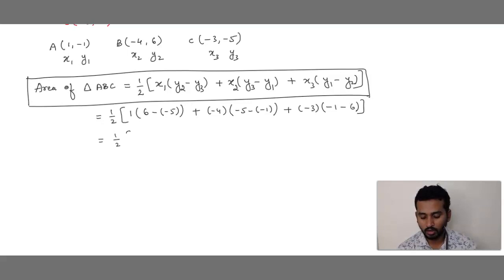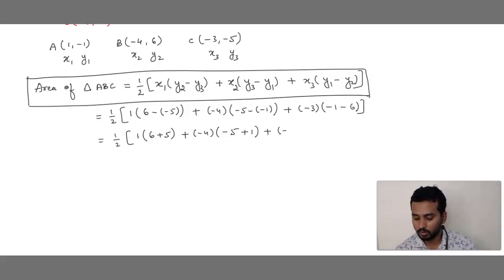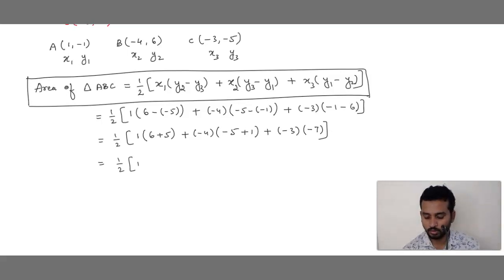Okay, half into 1 into 6 minus into minus plus 5, plus then again open the bracket. First let me write this minus 4 as it is, then minus 5 minus into minus plus 1, again plus, open the bracket, minus 3 minus 1 minus 6. If both are minus, we should add, minus remains same, that is minus 7. Close the main bracket. Then 1 by 2 into 1 into 6 plus 5, 11.